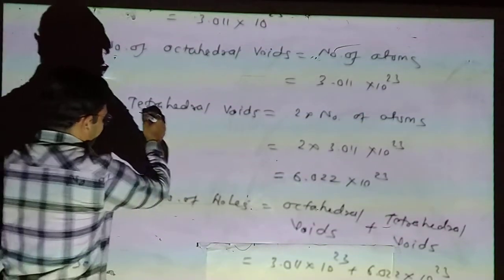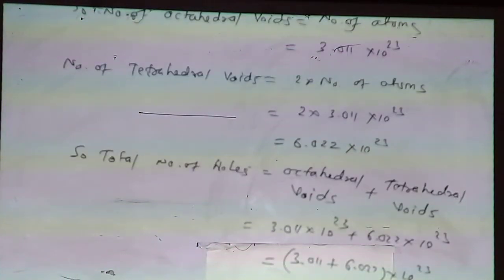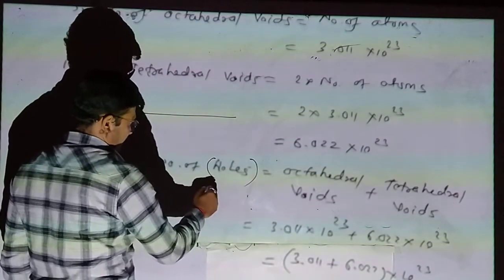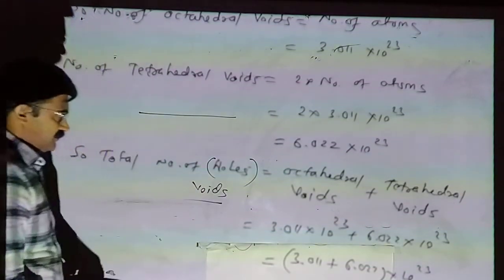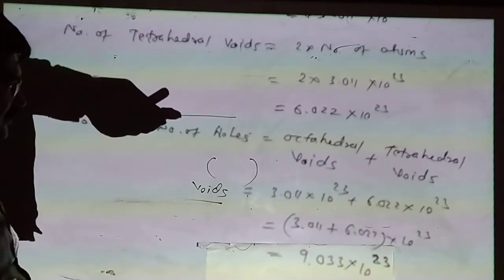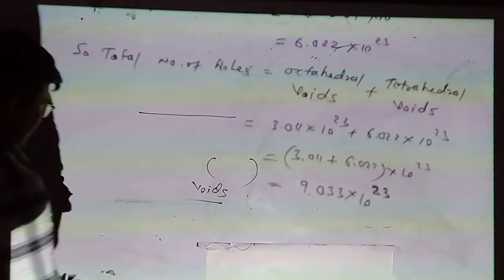The number of tetrahedral voids. Now the total number of holes, otherwise the voids, is 3.011 into 10 raised to 23 and 6.022 into 10 raised to 23. So 9.033 into 10 raised to 23.